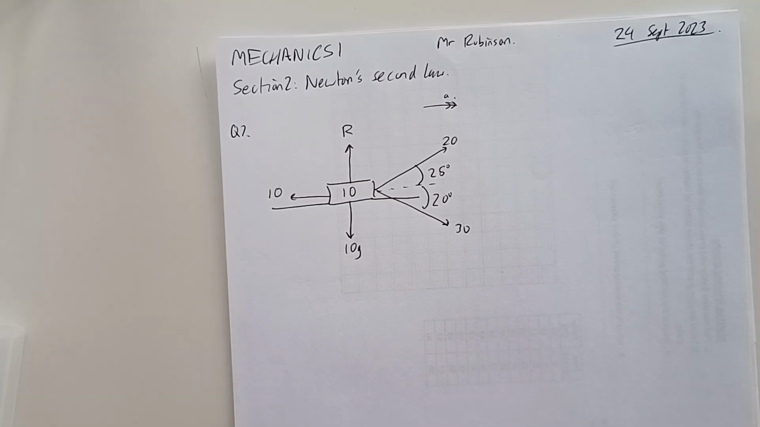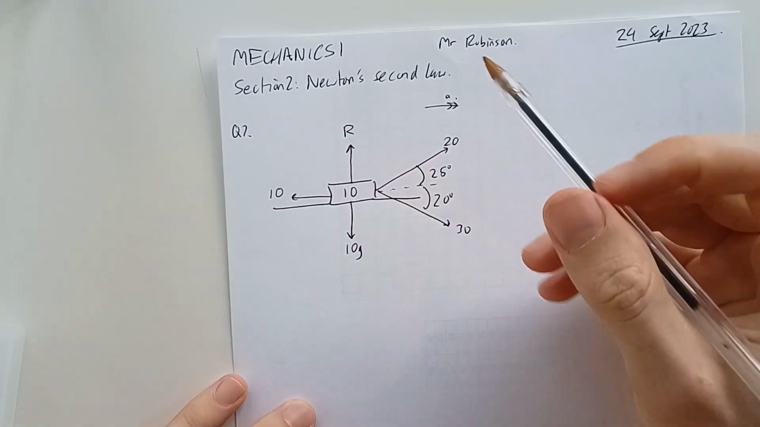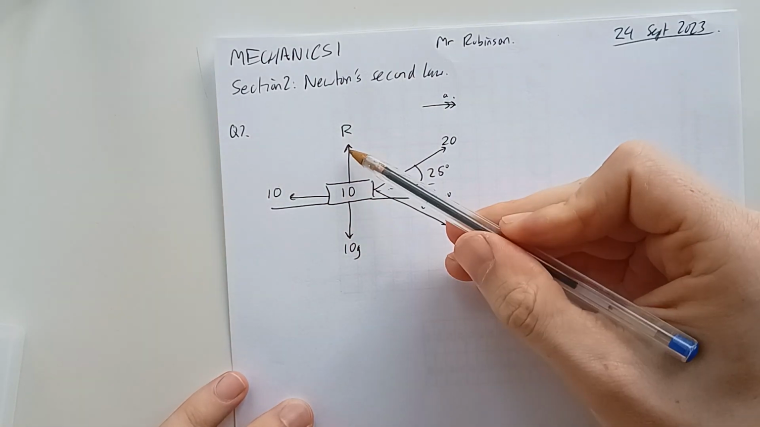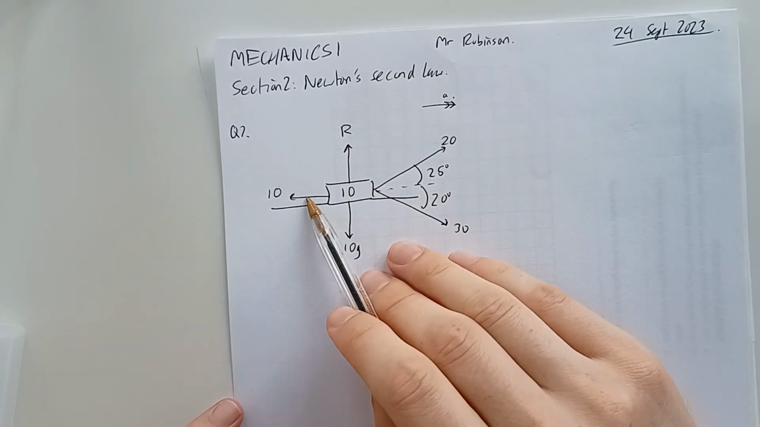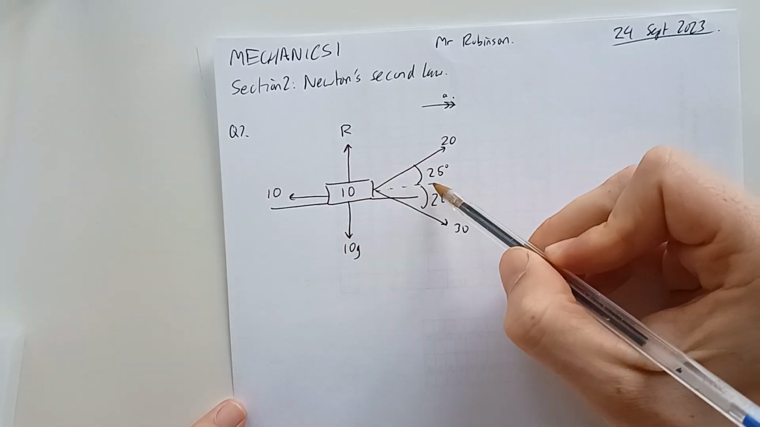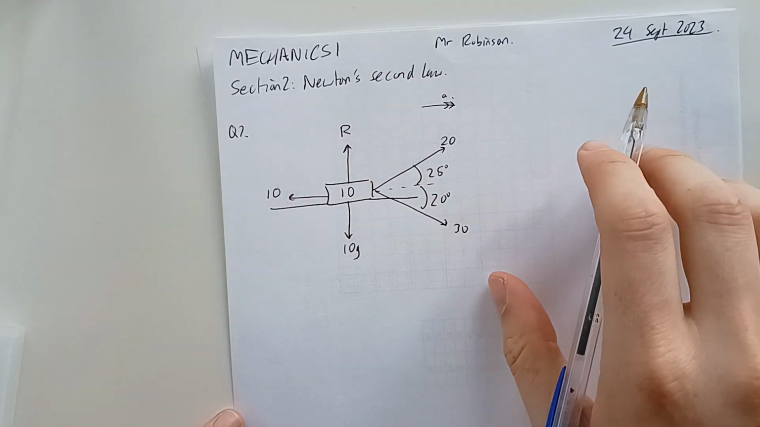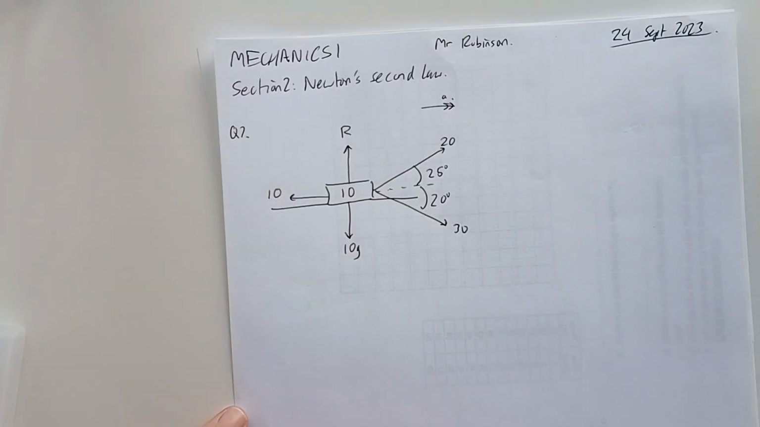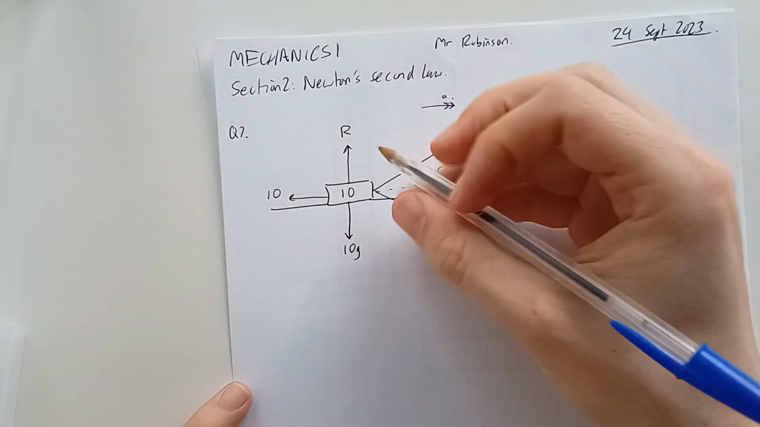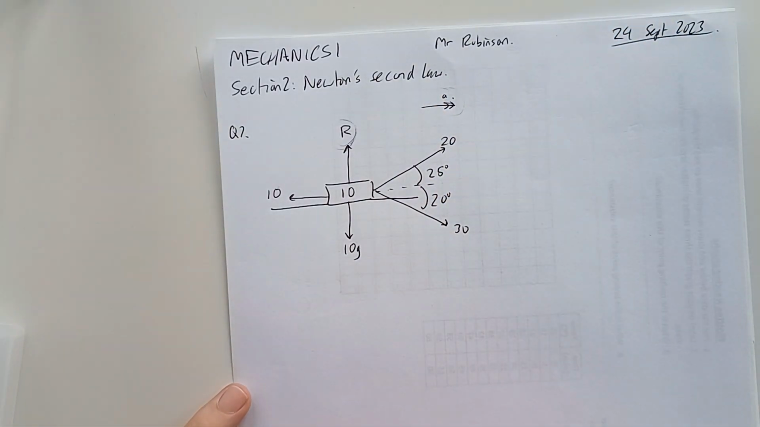Just going to work through this question. We've got a box on a horizontal surface, and it's got 1, 2, 3, 4, 5 forces. 2 of them are vertical, 1 of them is horizontal, and 2 of them have both a vertical component and a horizontal component. We're going to break this into a vertical problem and a horizontal problem. So I'll start with the vertical problem, and that will allow us to work out R, and then I'm going to do the horizontal to work out A.